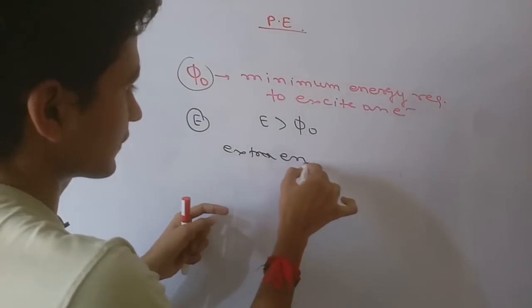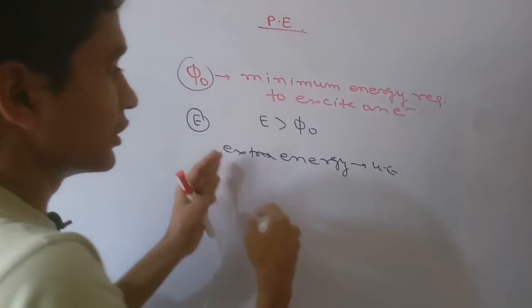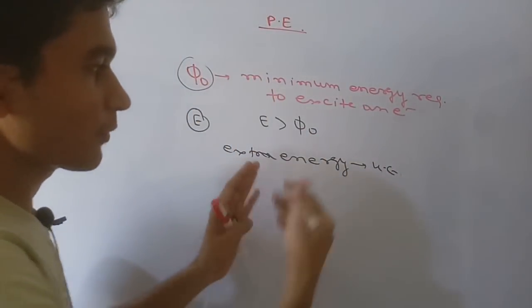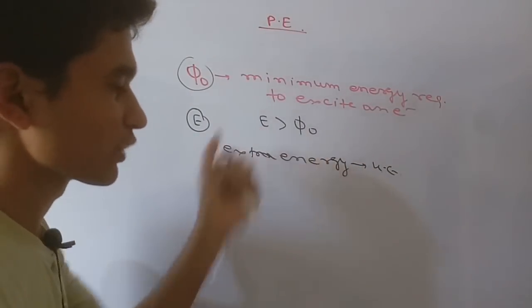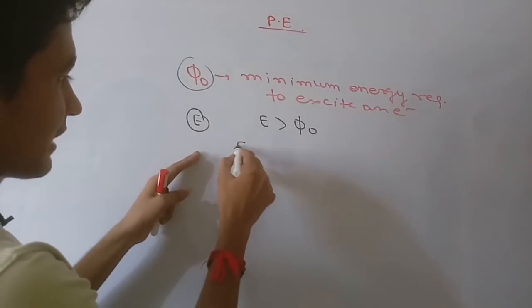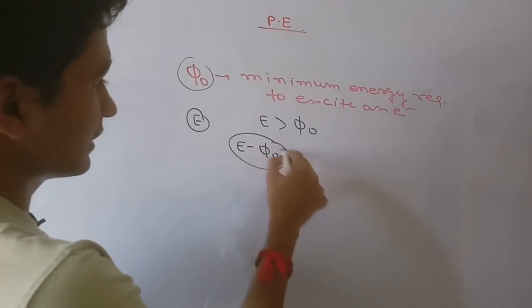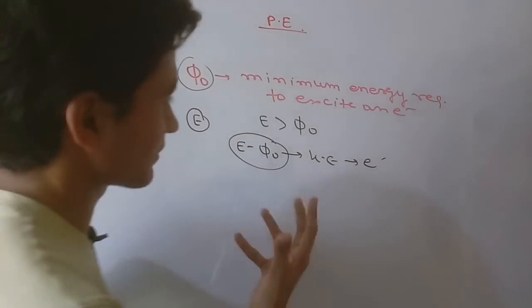So the extra energy will be utilized in the form of kinetic energy. Extra energy will be utilized by the electron in the form of kinetic energy. The electron will gain some kinetic energy after excitation due to your extra energy. So mind it, the extra energy, meaning E minus phi naught, will be given in the form of kinetic energy to that electron. So this is the basic concept.